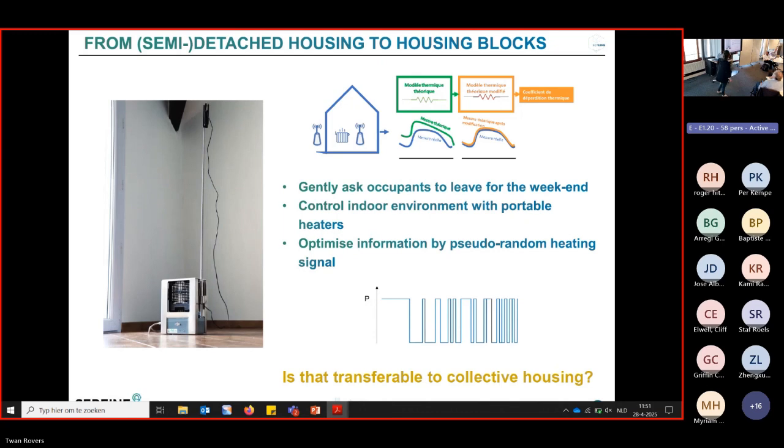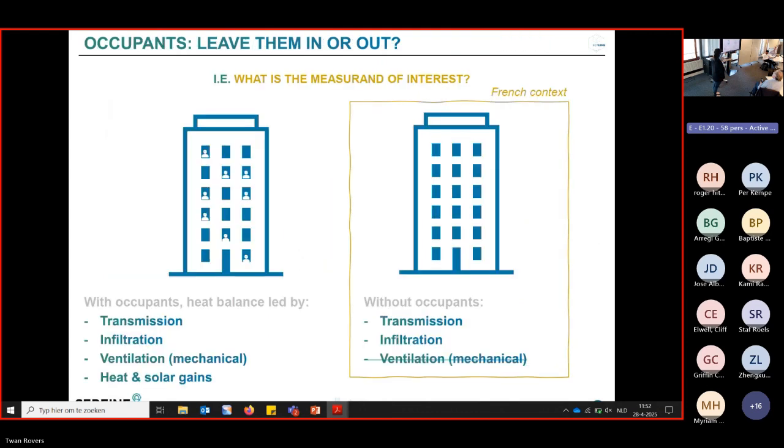And one of the questions we had is: is this transferable to collective housing? So bigger buildings, lots of units. We had this question because, in particular, social housing stakeholders are interested. They spend maybe hundreds of thousands of euros retrofitting their homes, so they want to have a measurement method to guarantee that they reach performance.